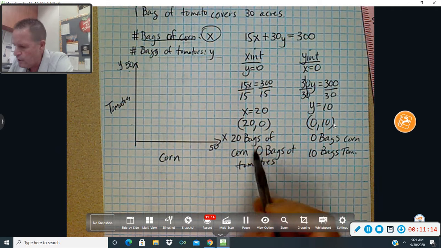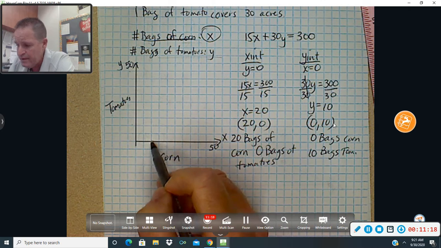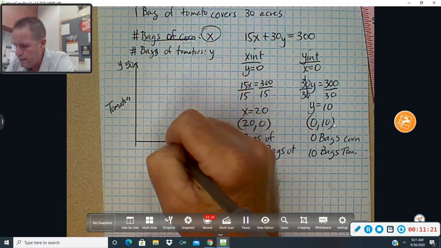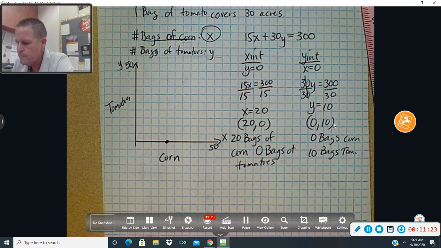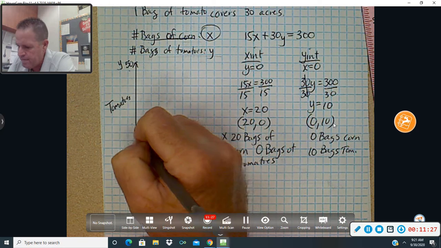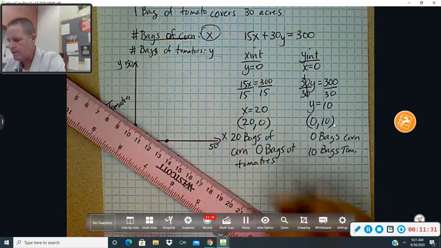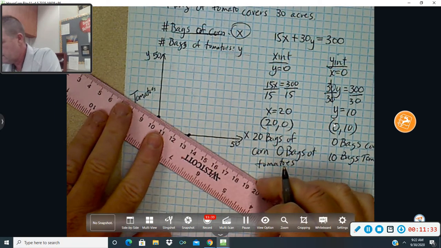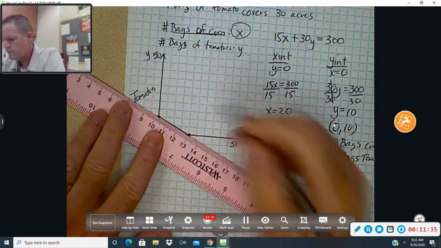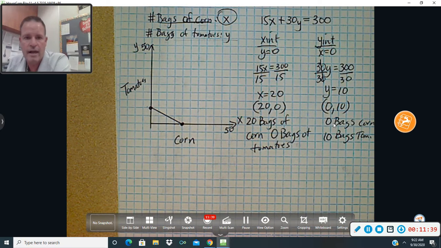All right, so now we're going to go to 20 on the x-axis. Again, remember we went by 5s. 5, 10, 15, 20. 20 on the x-axis, 10 on the y. 5, 10. And now you can make your graph. You just plot your x-intercept and your y-intercept. And now you made a graph.